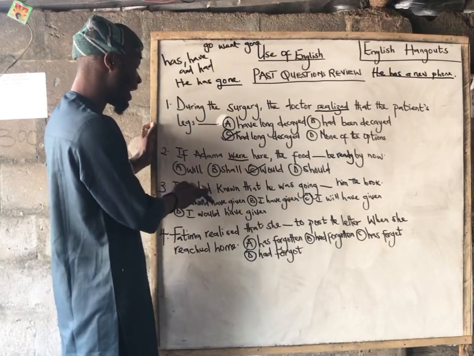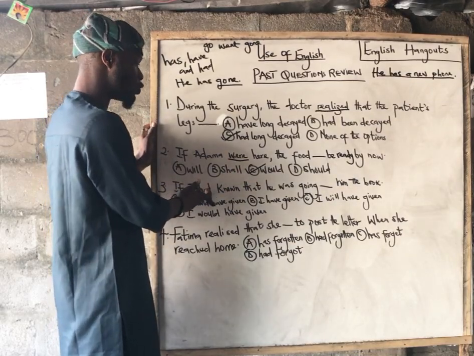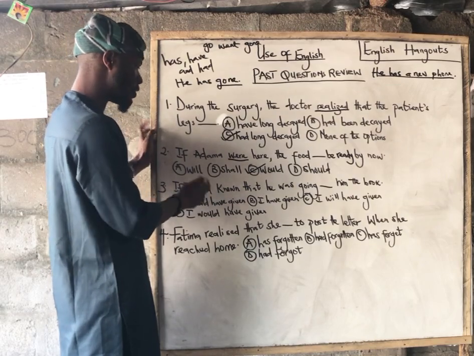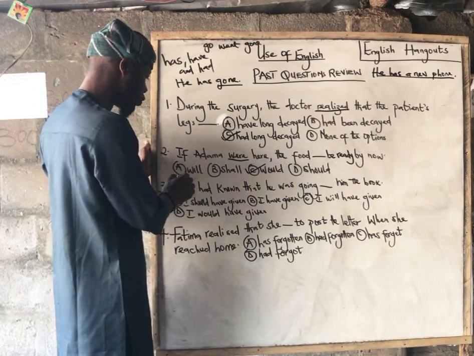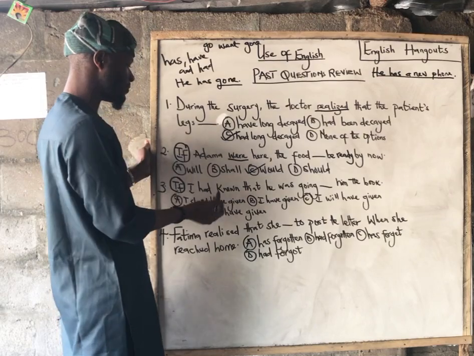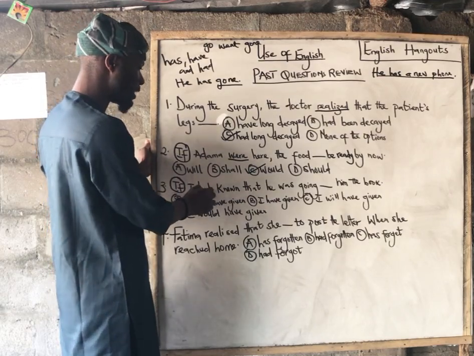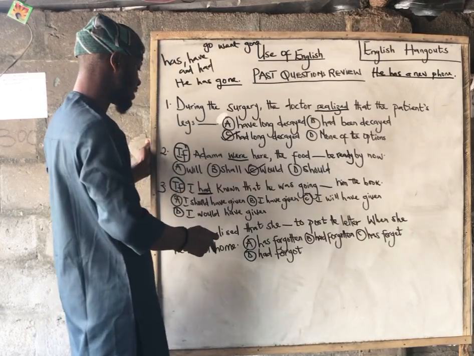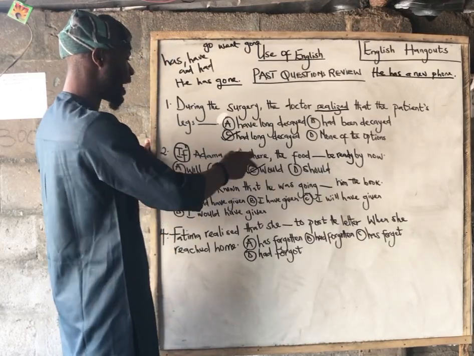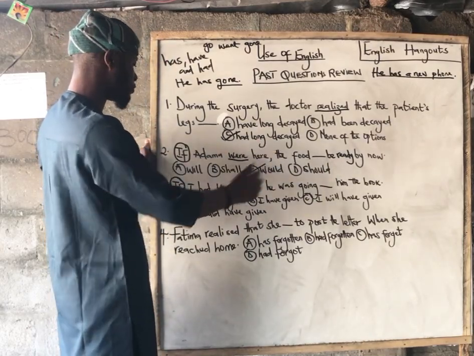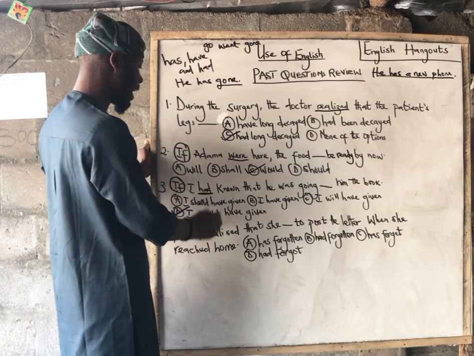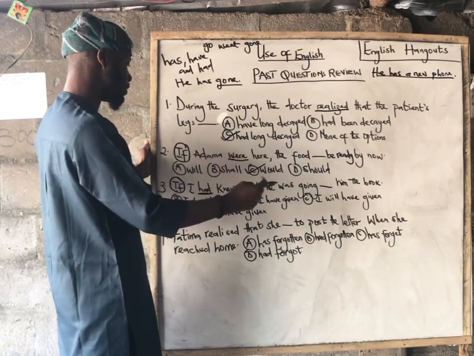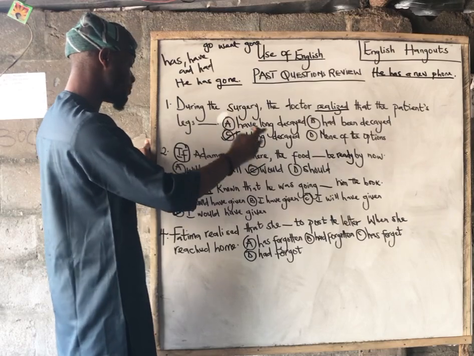Here we have, if I had known. This is to show that this particular sentence is also a conditional sentence by virtue of this lexical item, if. So as a result, we have had here, and the verb that must complete this sentence should be in the past tense. I should have given, I have given, I will have given, I would have given. If I had known that he was going, I would have given him the book.